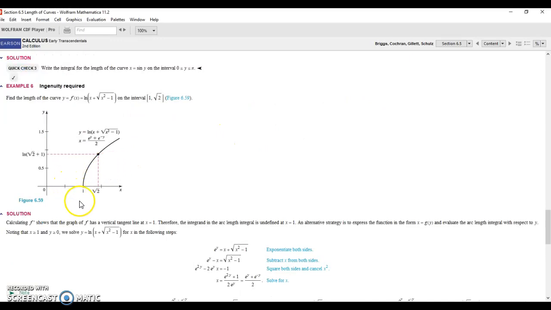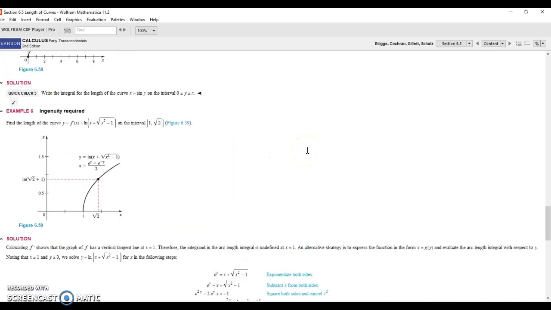And they even do example 6 here of a reason that you might need that. This particular one, we cannot use our first formula with f of x because we don't have a continuous derivative here, because we have a vertical tangent line at 1. But if you switch things and do this function as a function of y, you don't have any such problems and you can actually work this out. So that's something they go through in example 6.